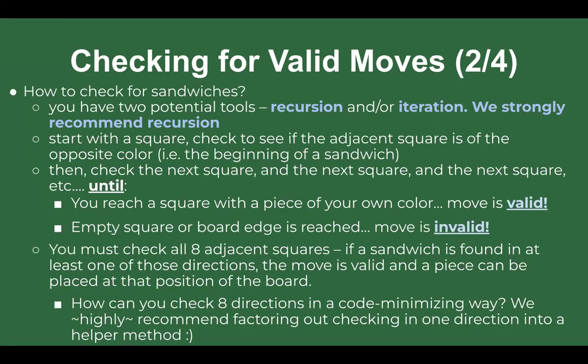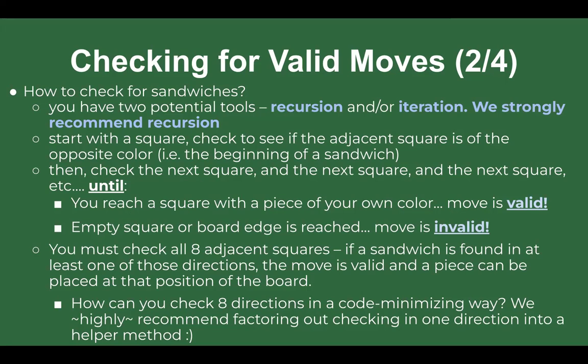Okay, so for checking for sandwiches, you can either use recursion or iteration, but we strongly recommend recursion. Yeah, you basically start with a square, you check to see if the next square is of the opposite color, and then that can begin a sandwich. And then if so, you check the next square and the next square and the next square until you reach a piece that has your own color, in which case the move is valid because it creates a sandwich. But if you reach an empty square or the edge of the board, that's not creating a sandwich. That's just a bunch of the other person's pieces. So the move is invalid.